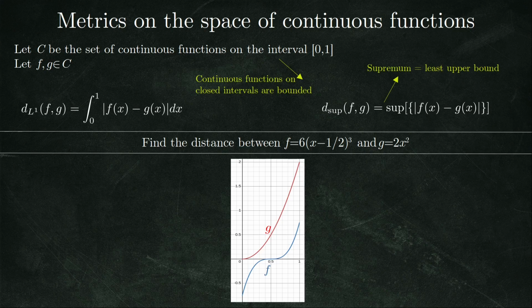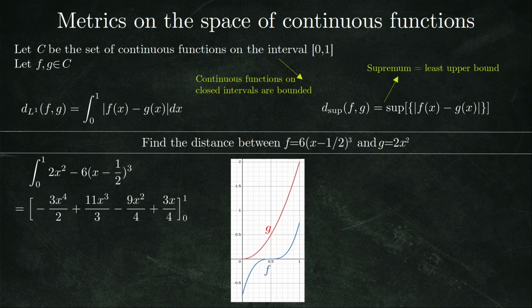Okay, now you've had a go with the L1 metric. I'll go through the solution. So we want to integrate f minus g. However, since f is smaller than g, we take the absolute value, which is the same as g minus f. Then we integrate that, and we evaluate it at the endpoints, and we get 2/3. Now have a go working this out with the supremum metric.